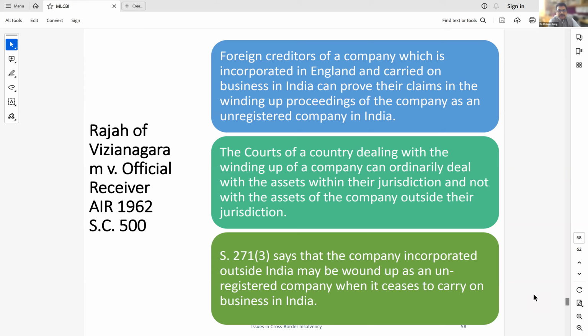This was the case that I had mentioned, Raja of Vizianagaram versus Official Receiver, which was decided by the Honorable Supreme Court in 1962. Foreign creditors of a company which is incorporated in England and carried on business in India can prove their claims in the winding up proceedings of the company as an unregistered company in India. The courts of a country dealing with the winding up of a company can ordinarily deal with the assets within their jurisdiction and not with the assets of the company outside their jurisdiction. And Section 271(3) says that a company incorporated outside India may be wound up as an unregistered company when it ceases to carry on business in India.